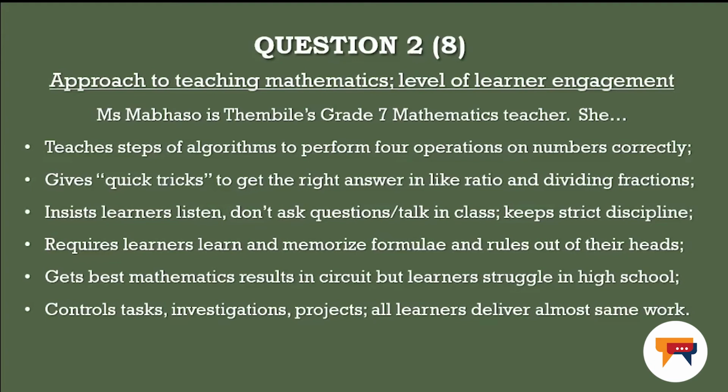In the last bullet, she controls tasks, investigations, and projects, and all learners deliver almost the same work, the same type of quality. The thing is, she gives such clear instructions that learners do not have the freedom to think anything for themselves. You must do point 1, 2, 3, 4, 5. That's what you must do. You cannot do anything else. Let's now see, this is the scenario that we sketched.